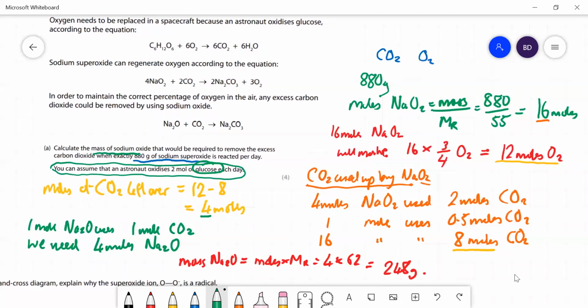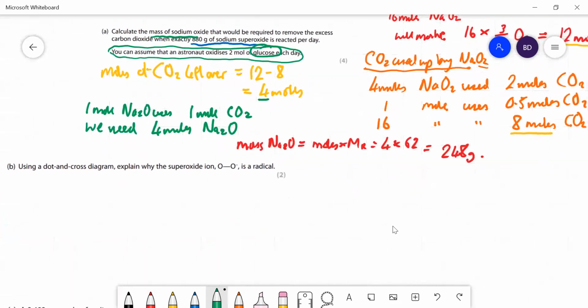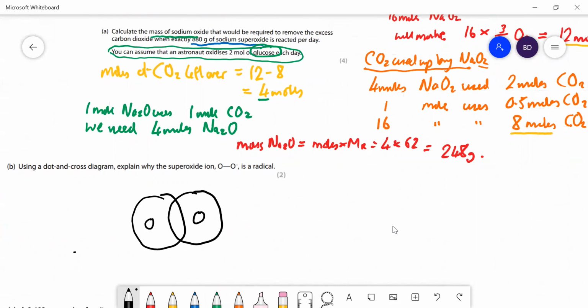Okay, right. Dot cross diagram to explain why the superoxide is a radical. Well, they're telling us there that we've got a single bond between the 2 oxygens. So let's draw a dot cross diagram. Oxygen is in group 6, of course, so 6 electrons in each outer shell. Let's do this oxygen as dots and this one as crosses. So we're going to have a dot and a cross, a single bond there.